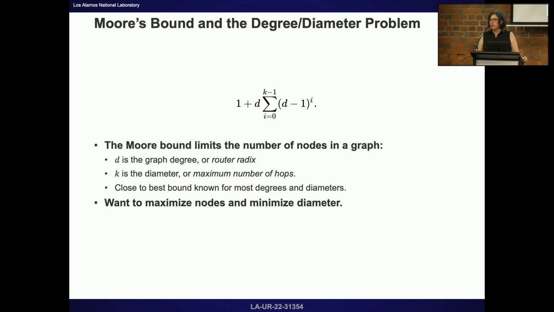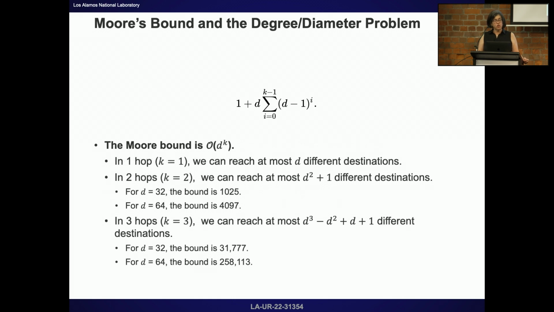So the first question is, can you always find a graph that hits this? And the answer is no. First of all, let's look at what the actual bounds are. Okay, one hop, that's just a complete graph, and in one hop you can reach everything. You can reach D different destinations. In 2 hops, you can reach D squared plus 1 destinations, where D is the degree. And here's some numbers. For D equals 64, the bound is 4,097. So it's not that huge.